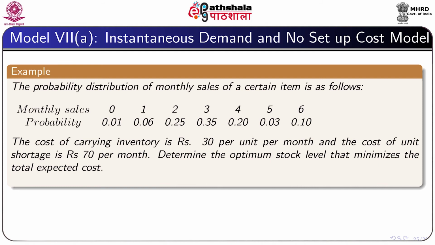The cost of carrying inventory is rupees 30 per unit per month, and the cost of unit shortage is rupees 70 per month. We have to determine the optimum stock level that minimizes the expected total cost.